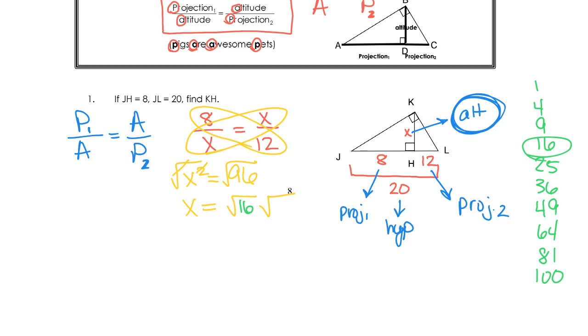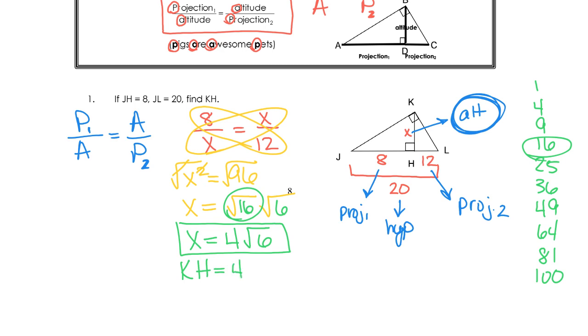So 16 gets the first house, 16 goes in 6 times, okay? And the square root of 16 becomes 4. And so we end up with x equaling 4 square root of 6, in simplest radical form, is the length of our altitude, okay? Or we could have also said KH equals 4 square root of 6. Either one doesn't matter, okay?